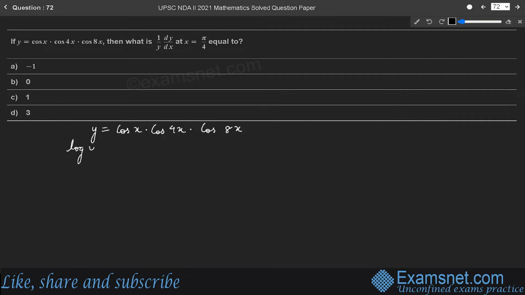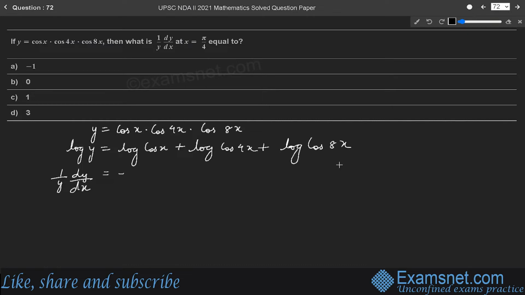So it will be log y is equal to log cos x. See, all these terms will be separated, plus log cos 4x plus log cos 8x. So it will be 1 by y dy by dx is equal to minus tan x. Log cos x derivative is minus tan x. Similarly, log cos 4x will be minus 4 tan 4x, minus 8 tan 8x.